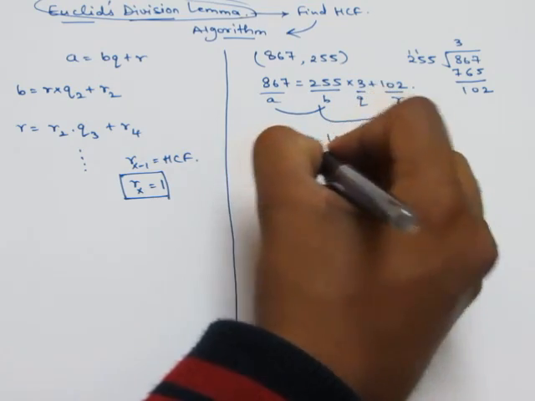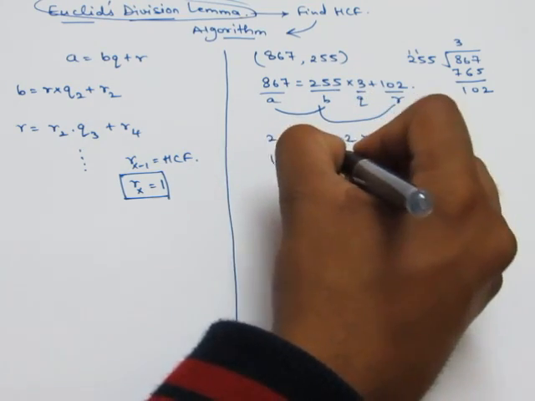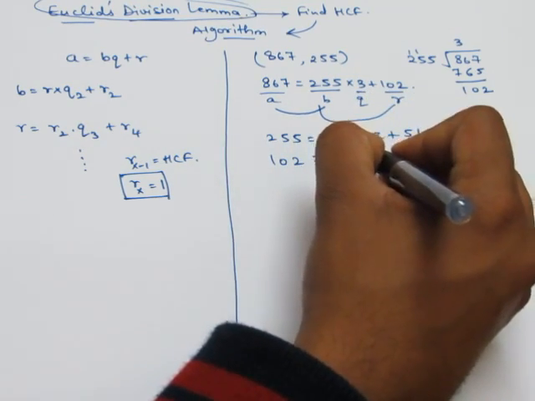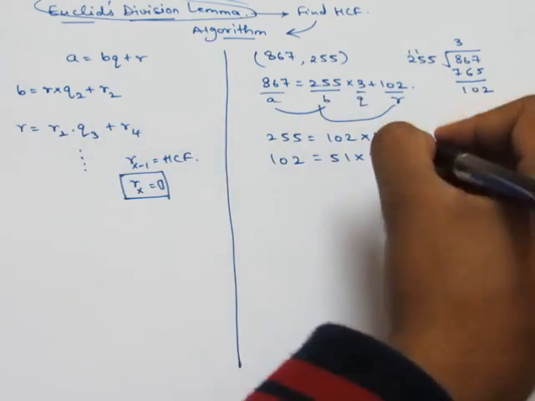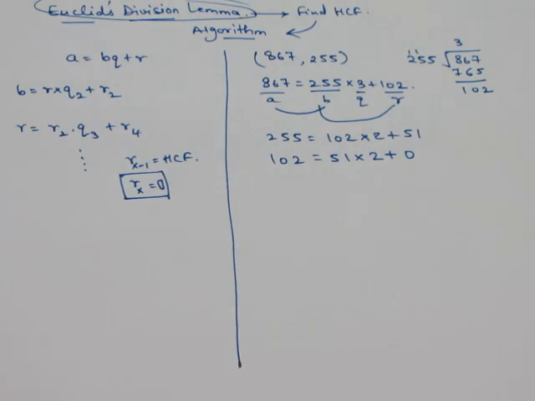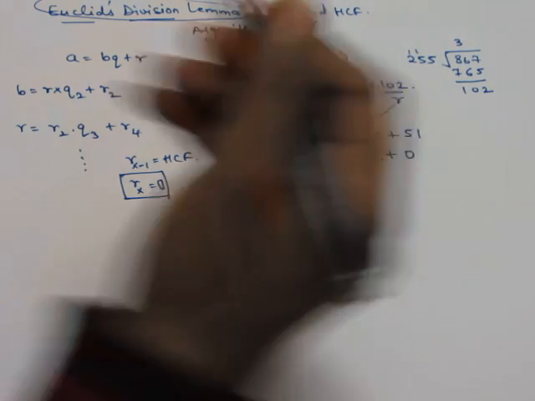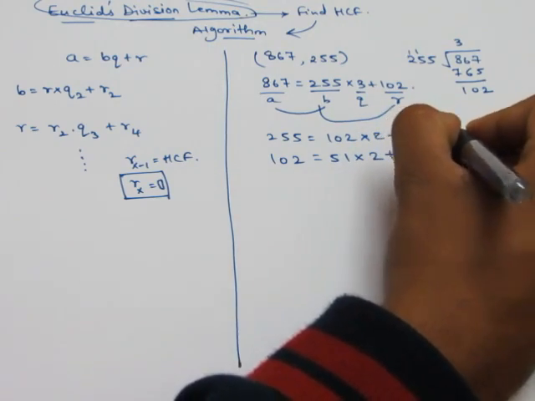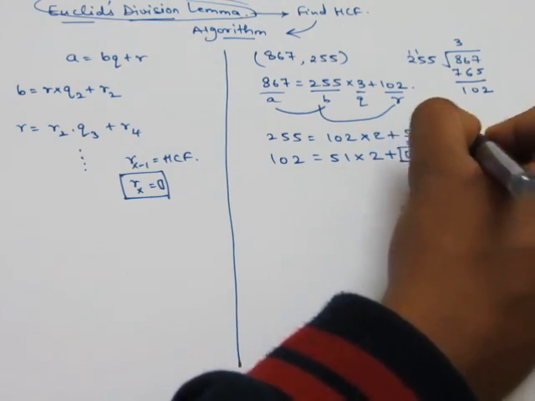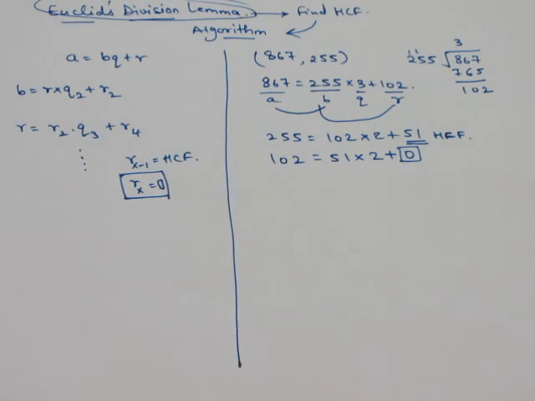So now I write 102 is equal to 51 into 2 plus, sorry, when I get remainder equal to 0, I'm really sorry, plus 0. So I get remainder as 0. So what was the remainder here? That is the HCF. Clear? Thank you.